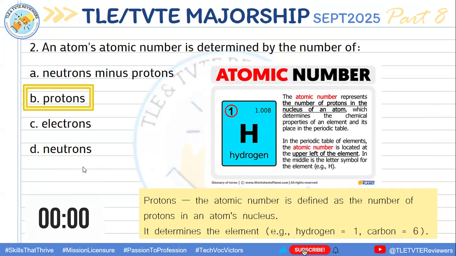Letter A, neutrons minus protons. This is incorrect as this gives the difference, not the atomic number. Letter C is still incorrect because atoms have the same number of electrons as protons only when neutral. But atomic number is still based only on protons. And letter D, neutrons, incorrect. This is incorrect since neutrons determine the isotope, not the atomic number. So answer letter B, protons.